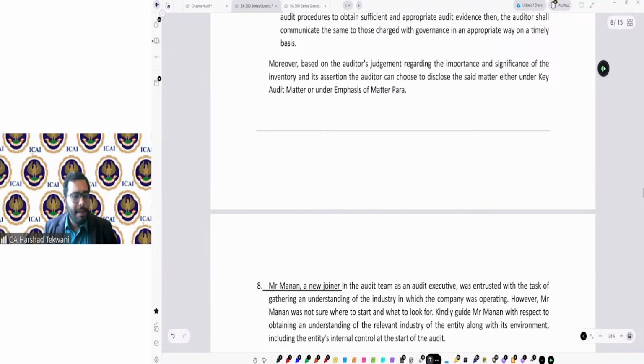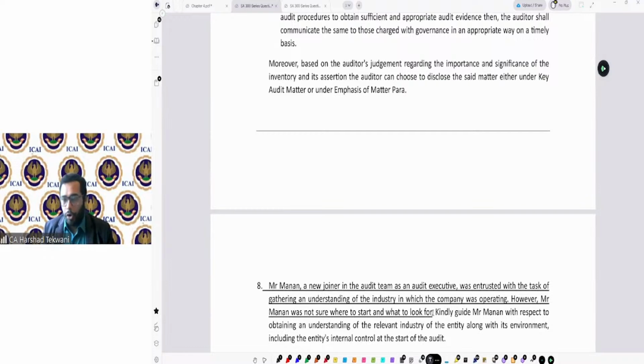Mr. Manan, a new joiner in the audit team as an audit executive, was entrusted with the task of gathering an understanding of the industry in which the company was operating. However, Mr. Manan was not sure where to start and what to look for. Kindly guide Mr. Manan with respect to obtaining an understanding of the relevant industry of the entity along with its environment, including the entity's internal control at the start of the audit.